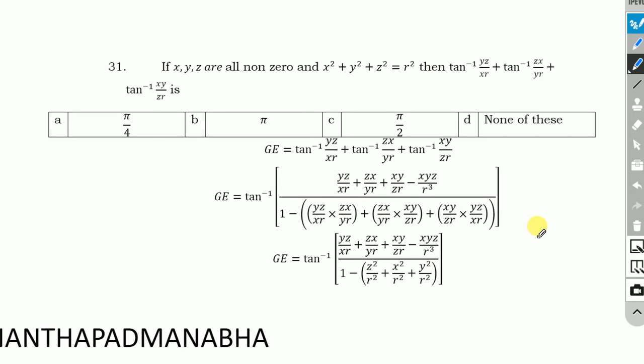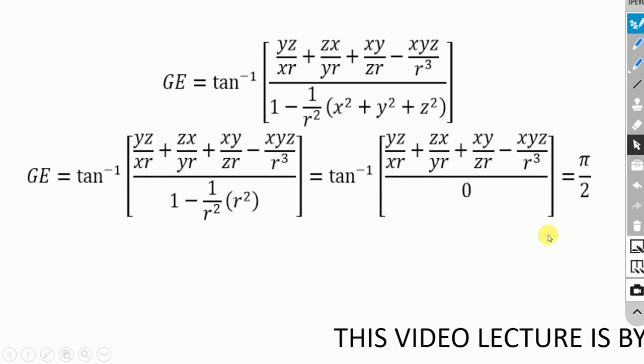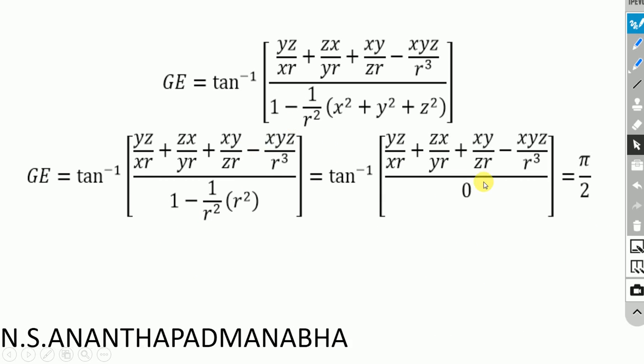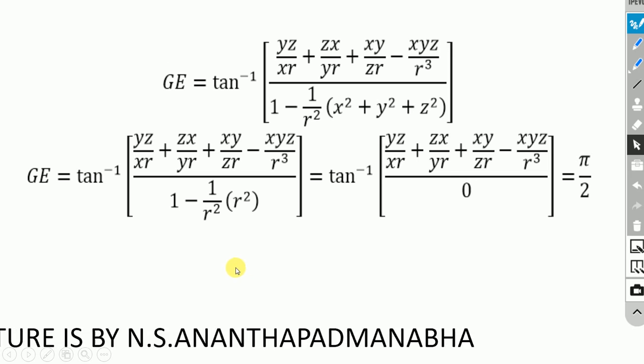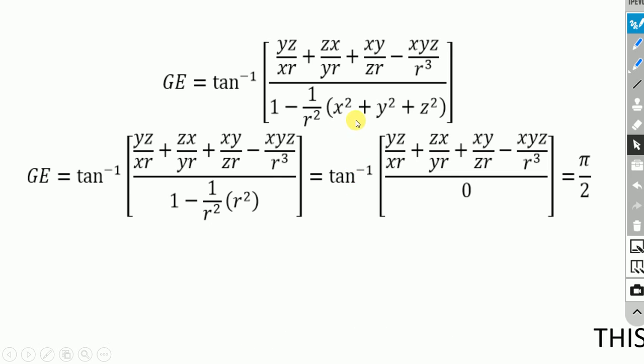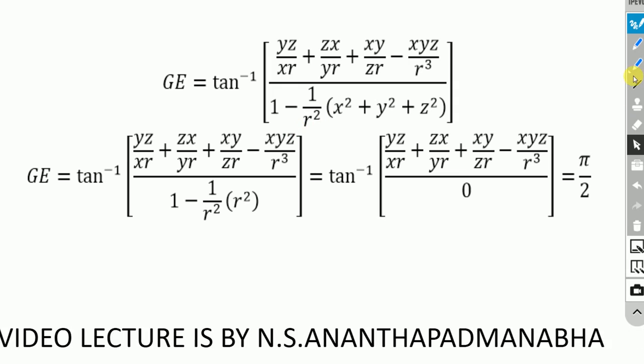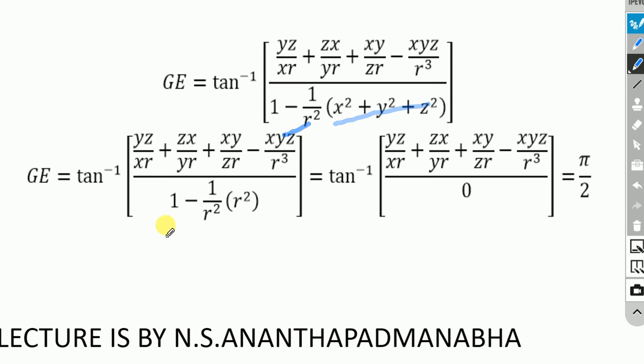I am applying this formula: tan inverse of x plus tan inverse of y plus tan inverse of z is equal to (x plus y plus z minus xyz) divided by (1 minus (xy plus yz plus zx)). Here also upon simplification you will get pi by 2 because the denominator will be 0. That's why this becomes tan inverse of infinity, which is equal to pi by 2. As x square plus y square plus z square is r square, it will be cancelled here, and you will get 1 minus (1 by r square) into r square, that is 1 minus 1, 0. That's why it is pi by 2.